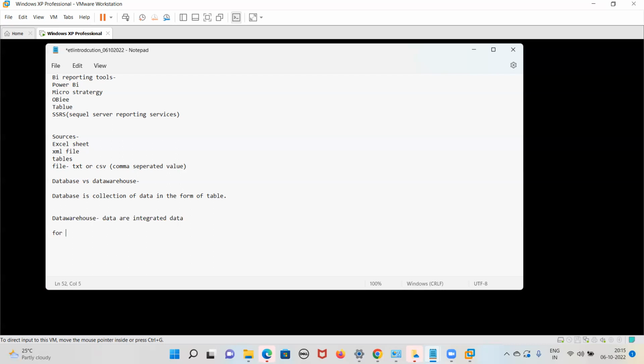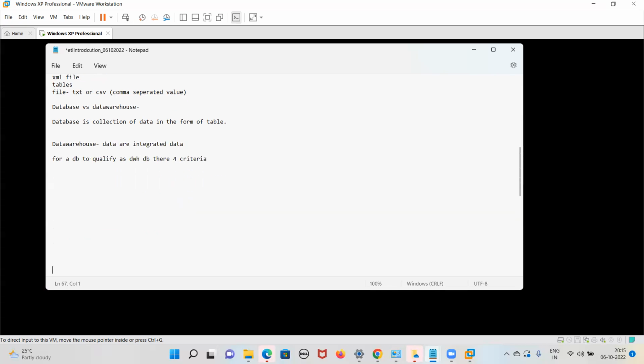For a database to qualify as a data warehouse database, there are 4 criteria. If a database satisfies these 4 criteria, it is called a data warehouse. Which are the 4 criteria? First is subject oriented, then integrated. Okay, integrated. Most important is integrated. Then time variant. Last is non-volatile.